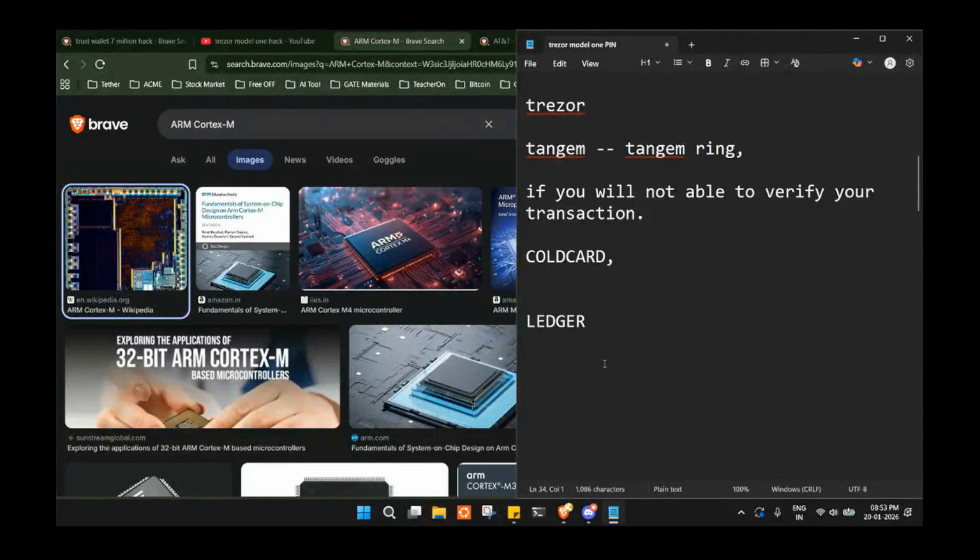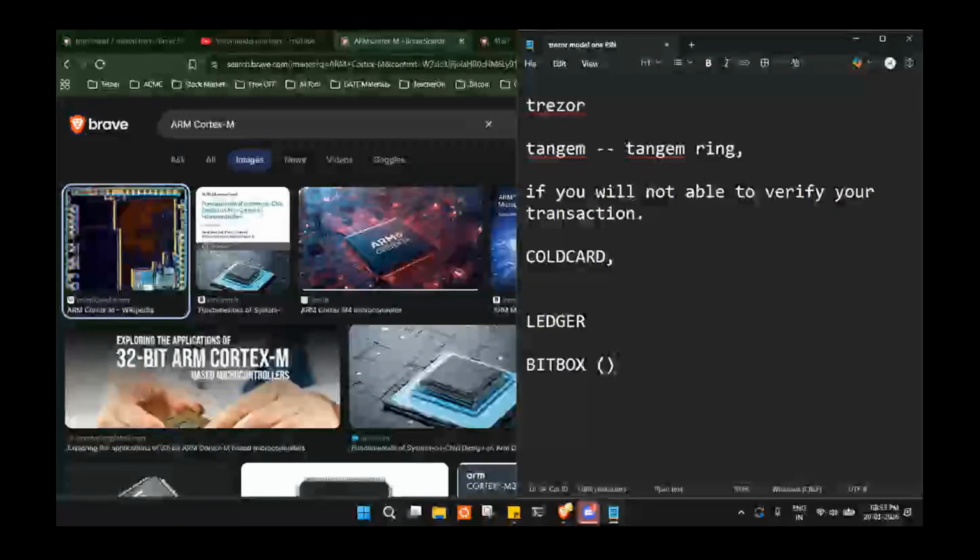Another one, Bitbox. Bitbox is also very good. That is a Swiss-based company. They have only two wallets, if I'm not wrong, and the second, latest wallet can be used with iOS, so that is also good.